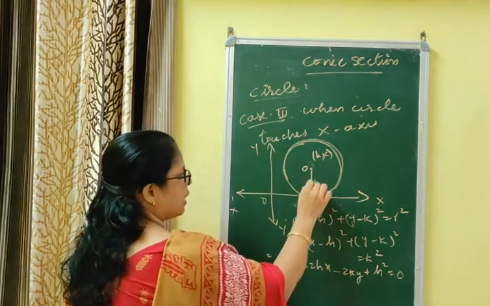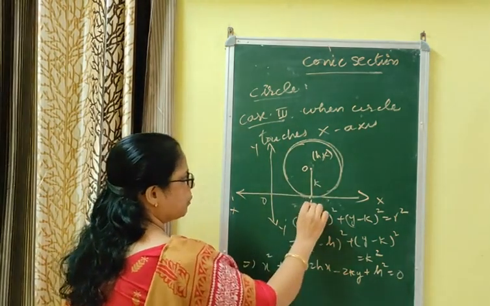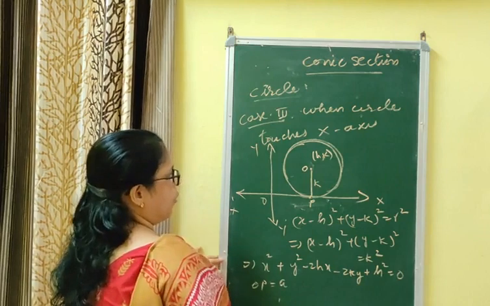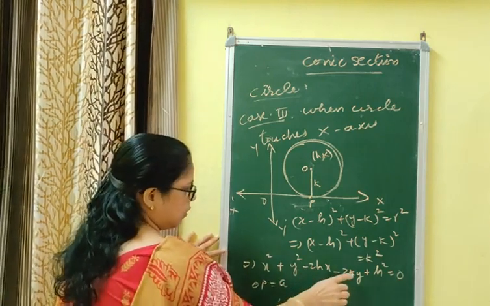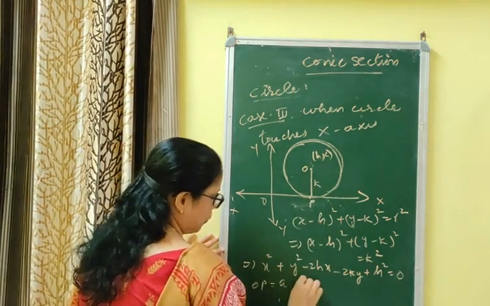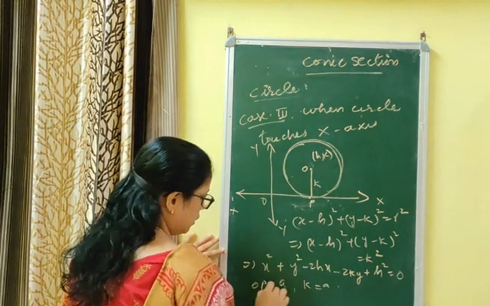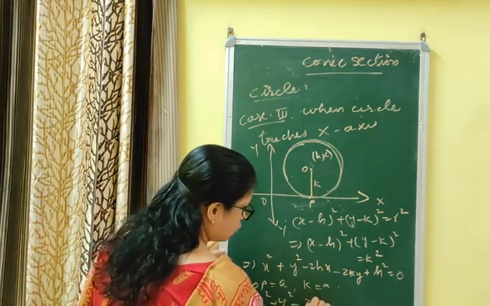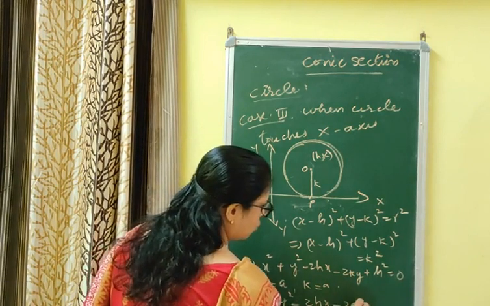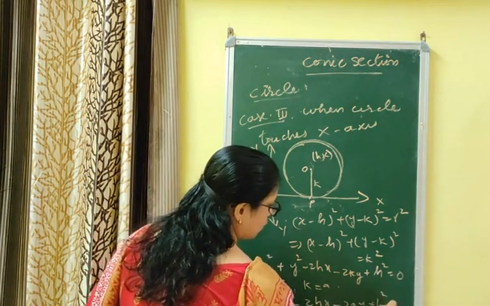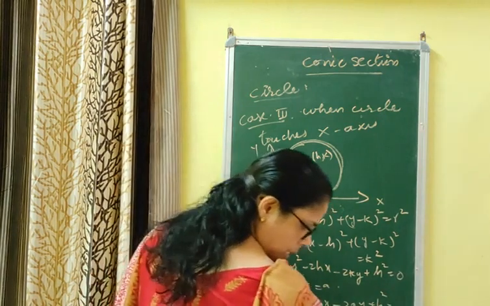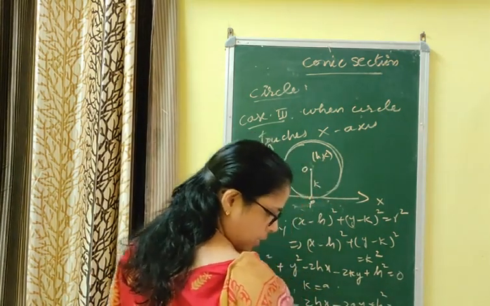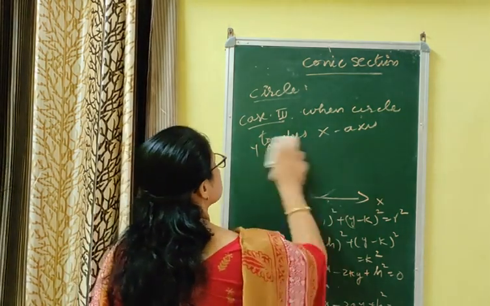For comfortability, let the radius be a, so k is equal to a. Then this equation becomes x² + y² − 2hx − 2ay + h² = 0. This is the equation for case 3.